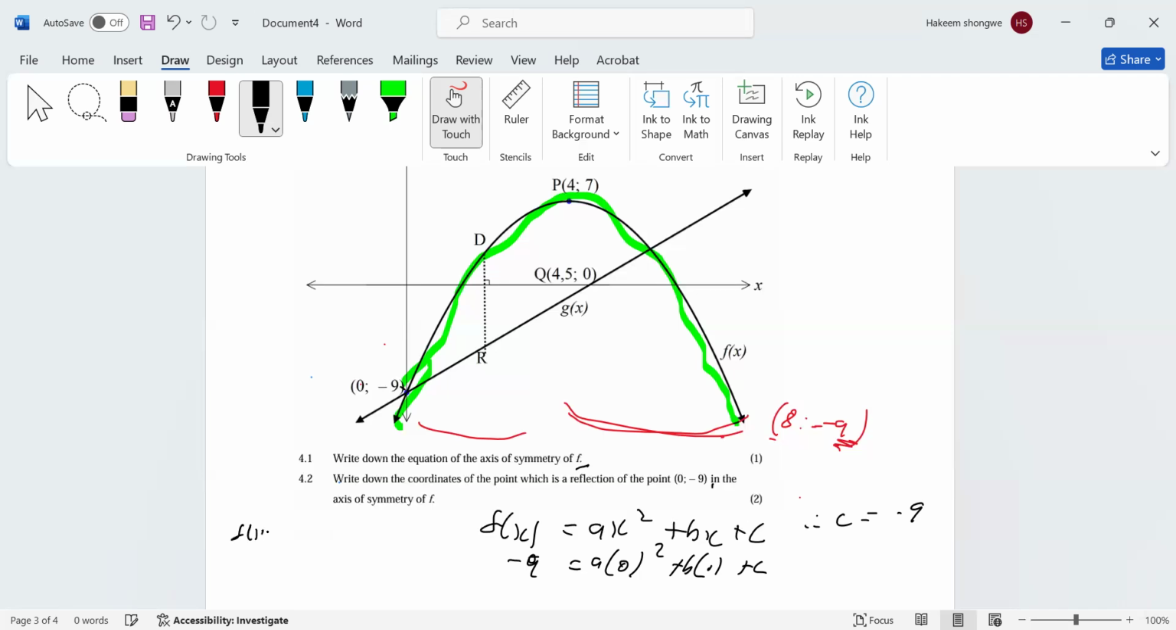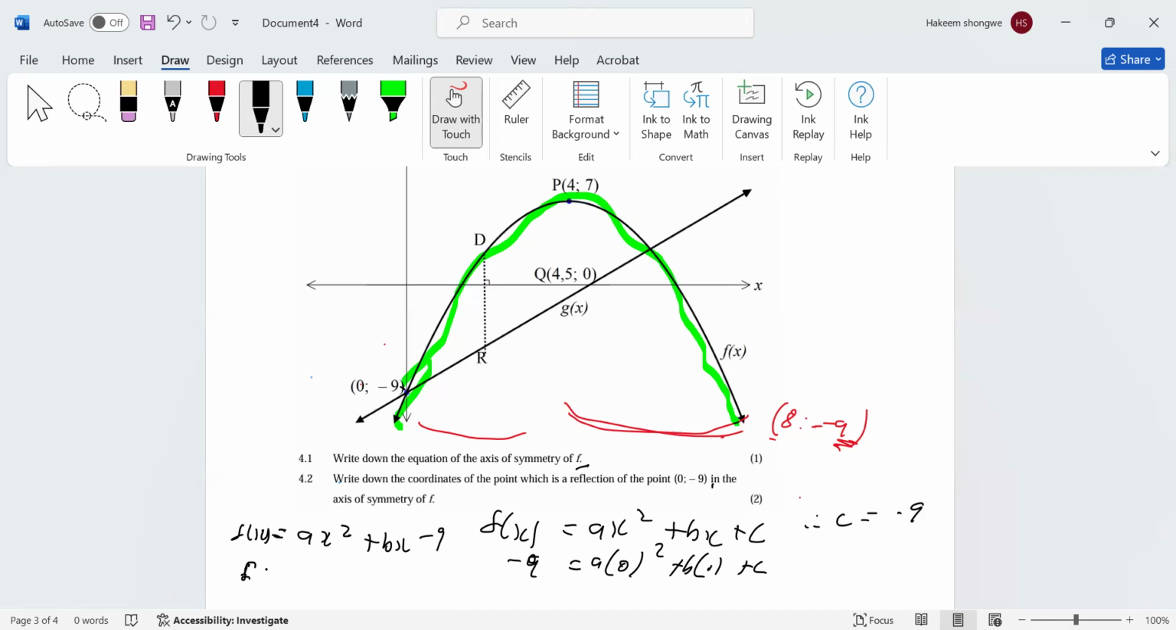So then we can rewrite the equation f of x as ax squared plus bx minus 9. So what can I do so far? What information am I given? I have the turning point. Let me check the turning point again. Then let me try to substitute this, or let me derive this f of x.